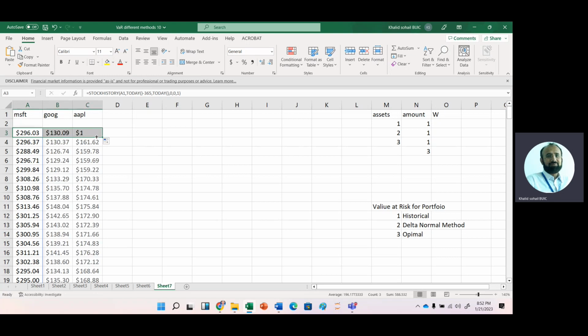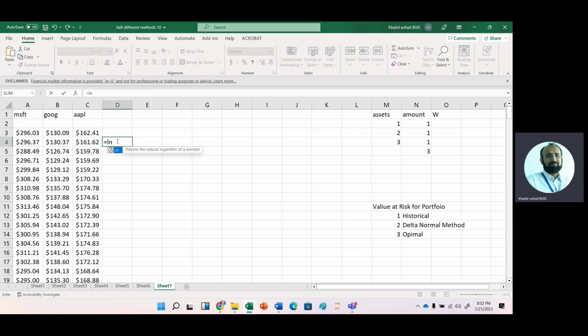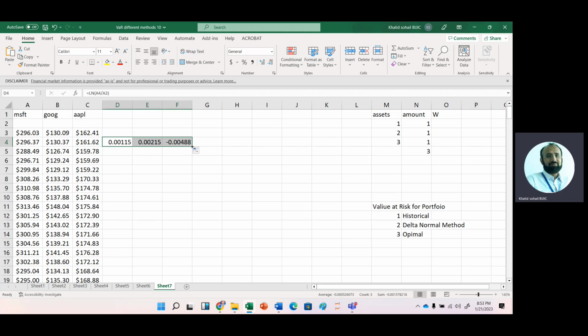Now first we will calculate stock return by using the log function, ending divided by beginning, and just copy it to the next two columns so that we can get daily returns of each stock.